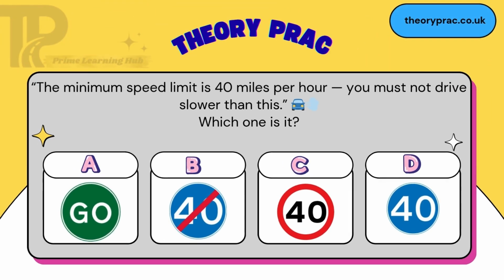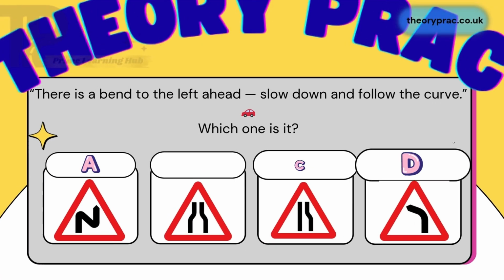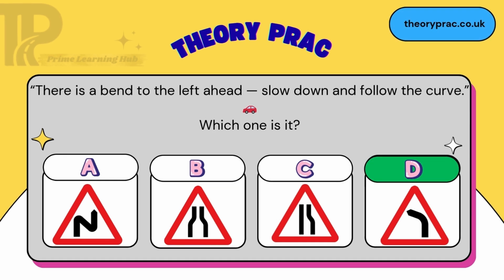The minimum speed limit is 40 miles per hour. You must not drive slower than this. Which one is it? The correct answer is D. There is a bend to the left ahead. Slow down and follow the curve. Which one is it? The correct answer is D.